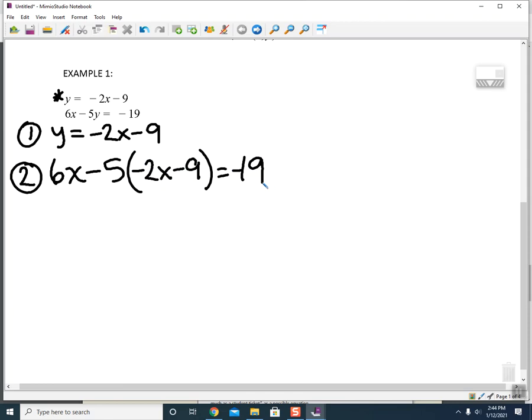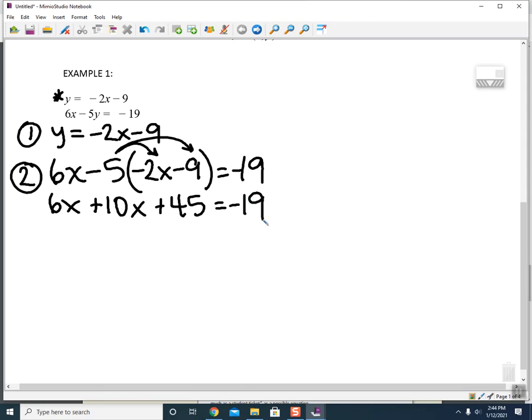Here's why I can do that, right? An equal sign means that both things are the same. So y equals negative 2x minus 9 means that negative 2x minus 9 is the same thing as y. So I just swapped it in there instead. Then we're just going to solve this like we normally do. We'll distribute. So I have 6x plus 10x, because negative 5 times negative 2 is positive 10, plus 45 equals negative 19.